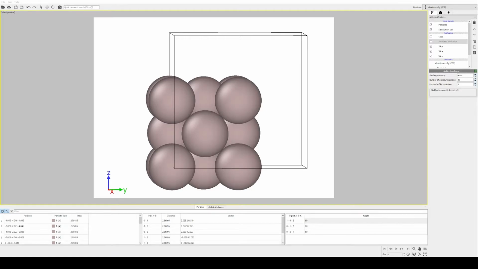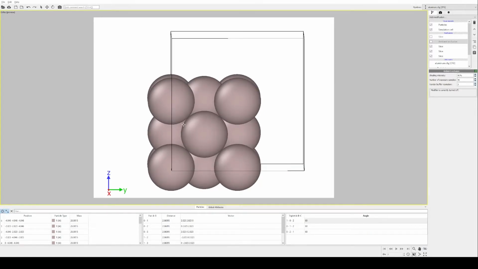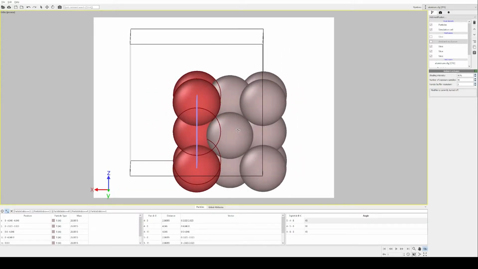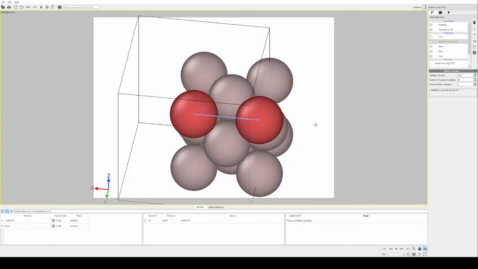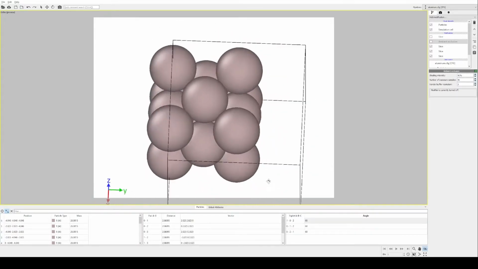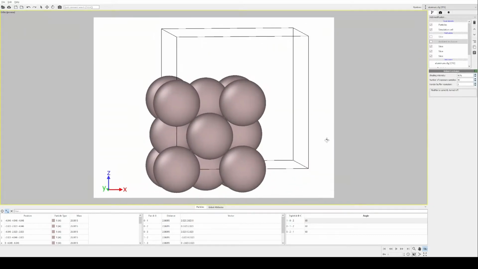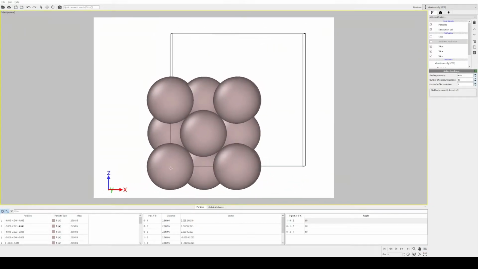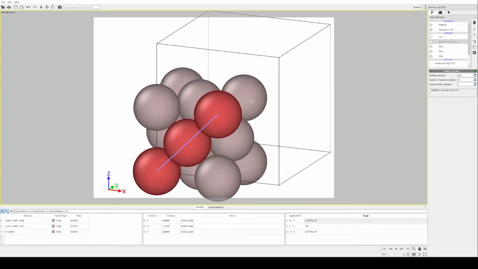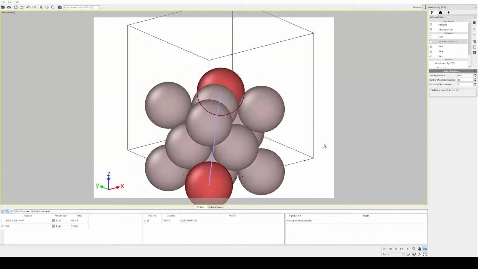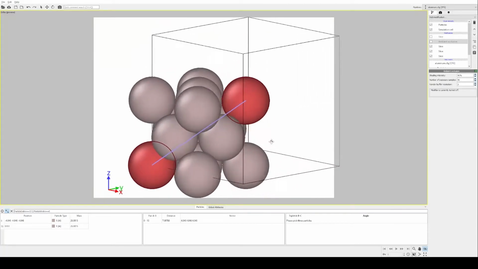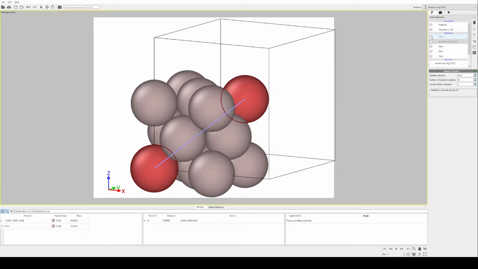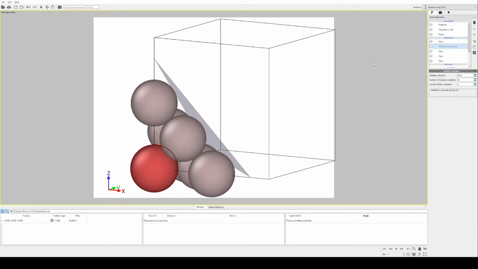Here I have a model of an FCC crystal. You can see the face atoms and the full cubic structure here. The 1-1-0 directions are across the face diagonals, these atoms here as highlighted. Now, the 1-1-1 plane is simply the diagonal of this cube, and the slip plane is normal to this diagonal, which we can visualize here.